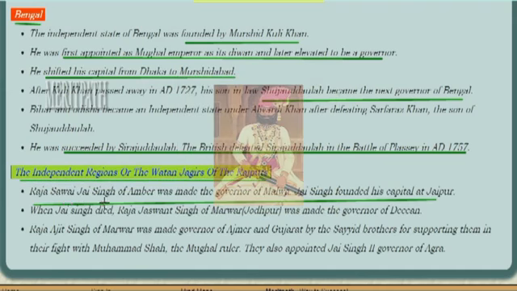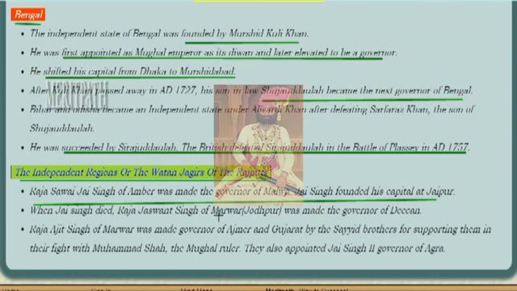Next, let's see about the independent regions or the Watan Jagirs of the Rajputs. So Raja Sawai Jai Singh of Amber was made the governor of Malwa, and this Jai Singh founded the capital at Jaipur.